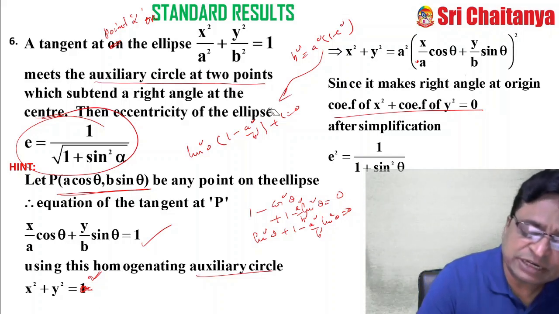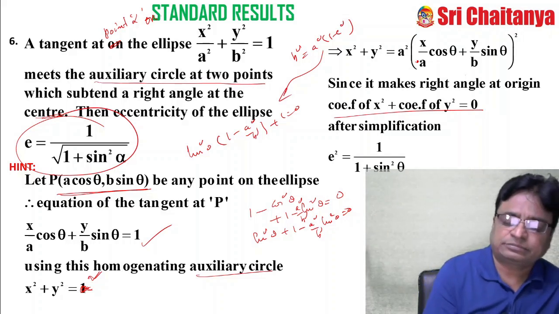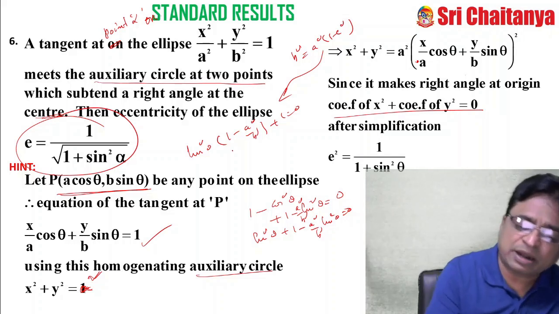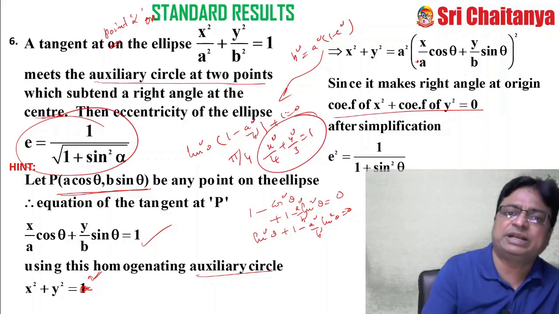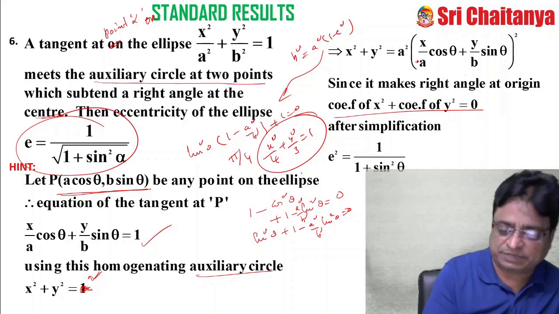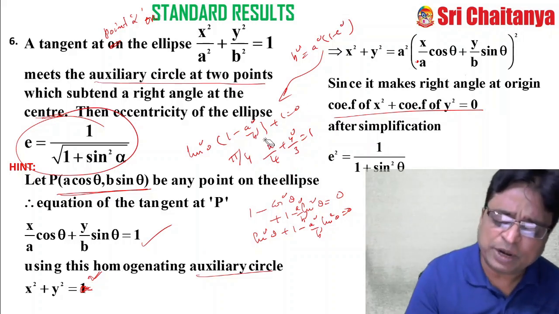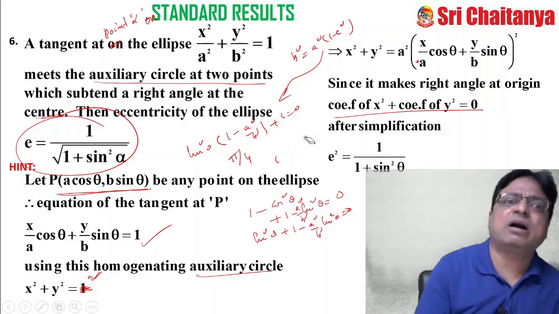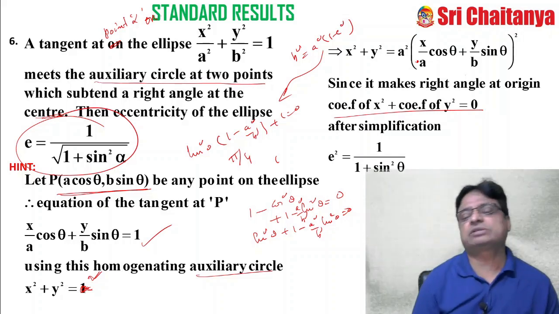So what kind of questions may we expect? They may give, at any point theta, a question like this: at the point pi by 4 on the ellipse x square by 4 plus y square by 3 equal to 1, the tangent intersects the auxiliary circle and subtends a right angle at the center, then the eccentricity of the ellipse is. They may ask the question like this.